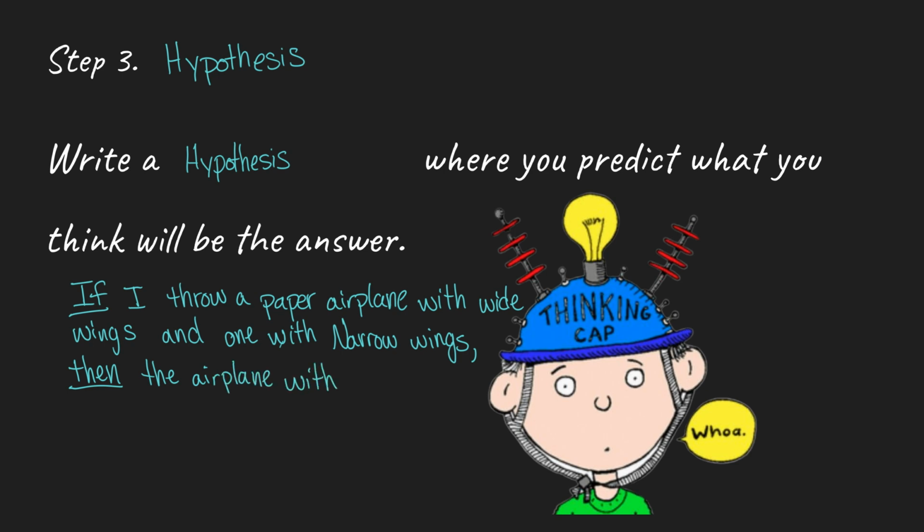with, and I'll just say narrow for the sake of argument, with narrow, but remember you could also say wide. You need to choose one, don't put both, narrow or wide, with narrow or wide wings will fly further. So there's an example of a hypothesis as an if-then statement. If I throw the paper airplane with wide wings and one with narrow wings, then the paper airplane with either the narrow wings or the wide wings, you would choose just one, will fly further.